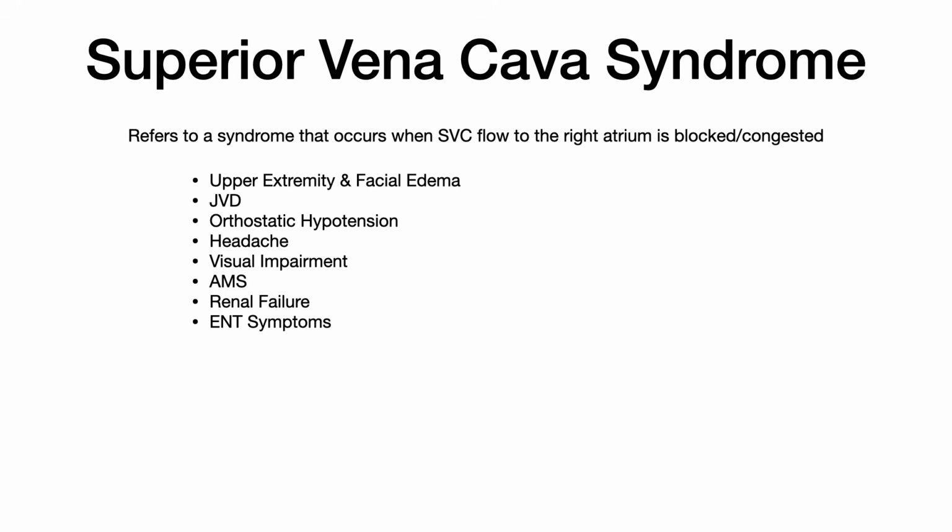You can get neurological symptoms, including headache, difficulty with vision, altered mental status, and things like renal failure and a host of ENT symptoms. If you're looking at this now, I think tumor lysis syndrome is a lot more high yield than SVC syndrome, but both of these, again, can be associated with lymphoma and other malignancies.